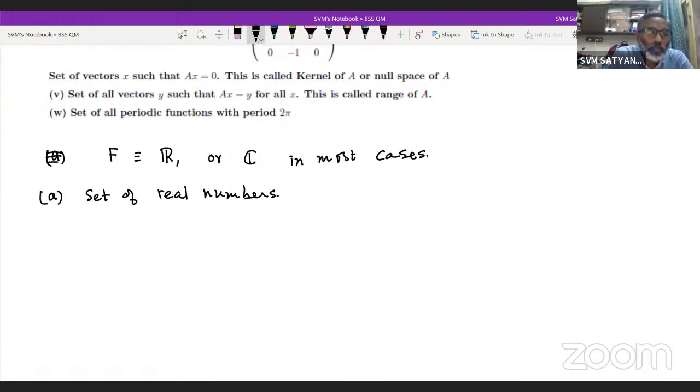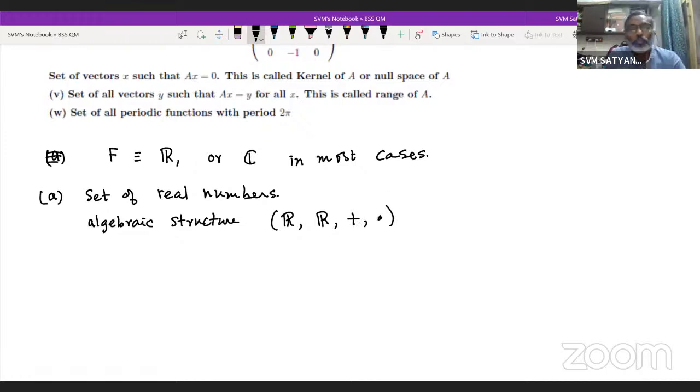So if I want to write it as an algebraic structure, how do I write it? The algebraic structure is basically vectors are real numbers, scalars are also real numbers, plus is the usual addition of real numbers, and this is just the multiplication of real numbers. Now, is this a vector space? If you look at it, all the axioms will be satisfied.